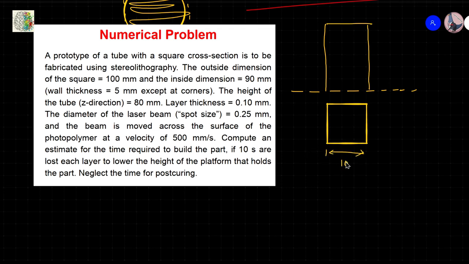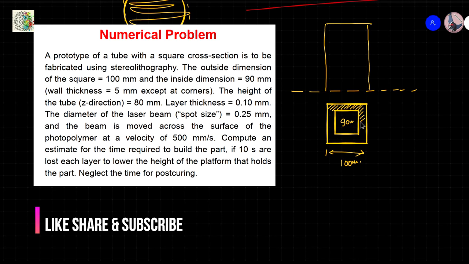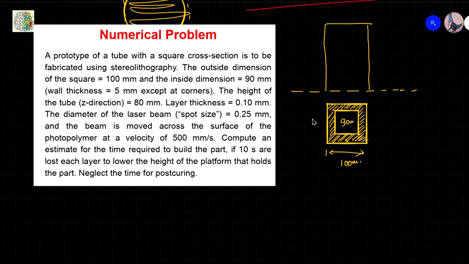This is your 100 mm, and inside is your 90 mm. So this inside thing is 90 mm. This is the cross section of your tube. Then it is saying that the wall thickness is 5 mm. The height of the tube is 80 mm, meaning this is your 80 mm. Layer thickness is 0.1 mm, meaning for every layer, layer 1, layer 2, layer 3, this distance is 0.1 mm.